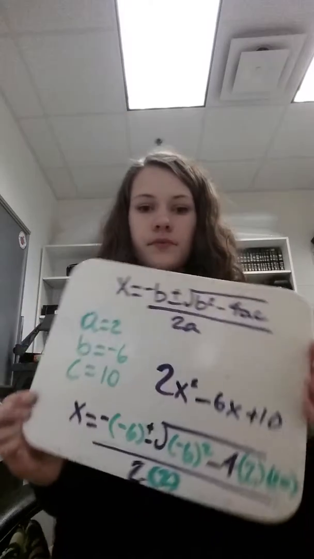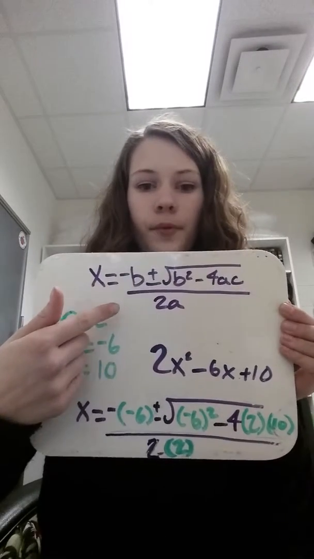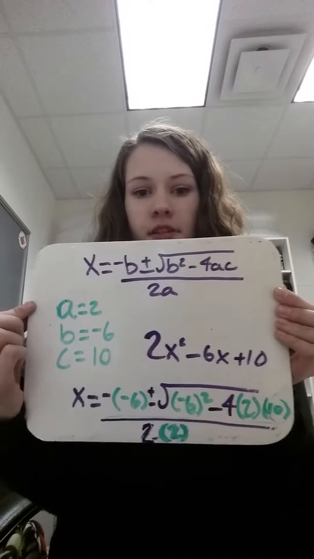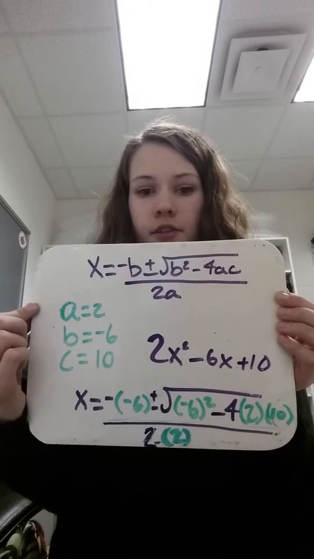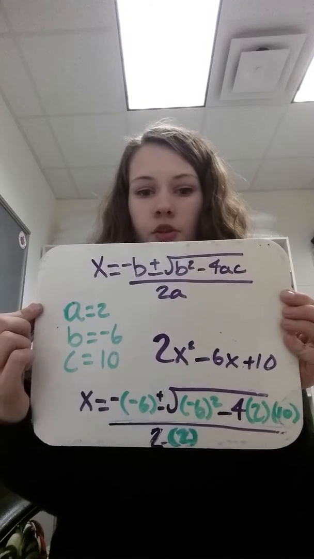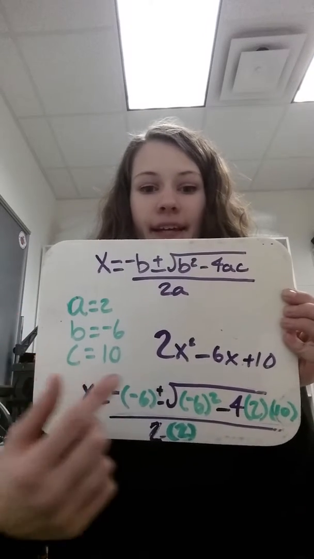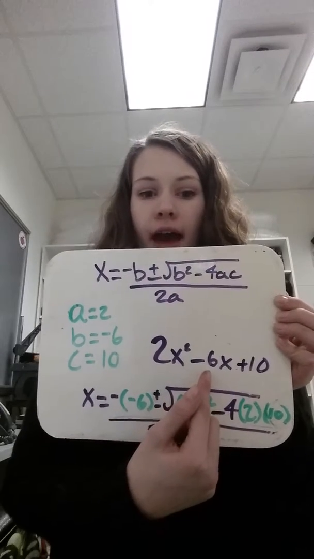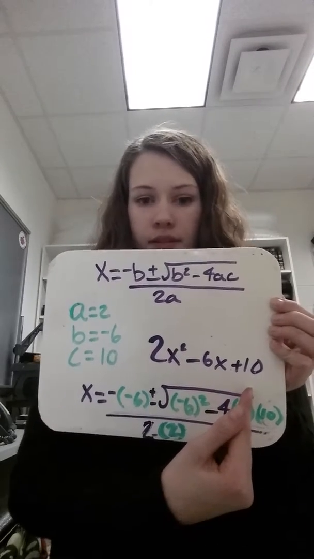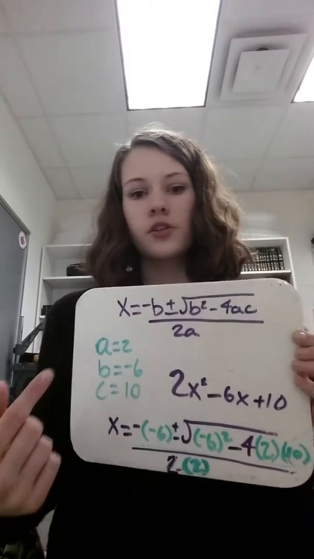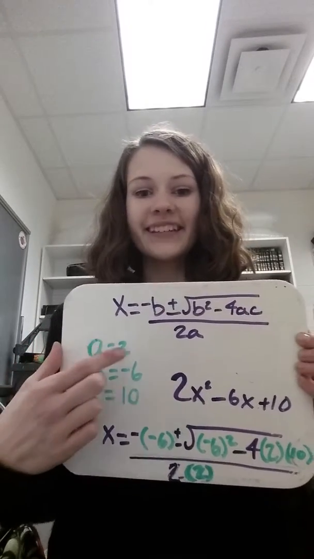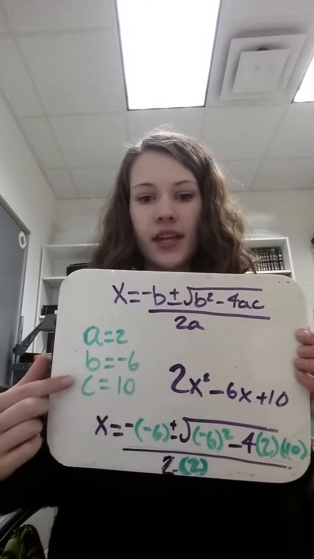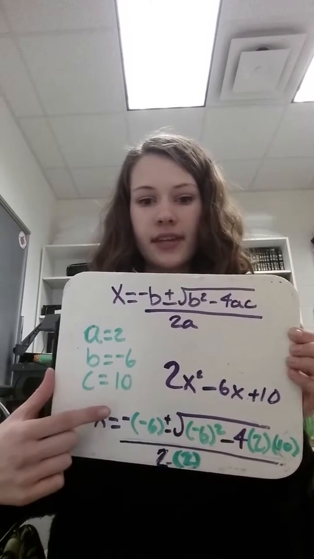And so first we have the quadratic formula, which is x equals -b plus or minus the square root of b squared minus 4ac, divided by 2a. And a is the one in front of the x squared, b is the one in front of the x, and c is the one with no x in a quadratic equation. So for ours, a is 2, b is -6, and c is 10.